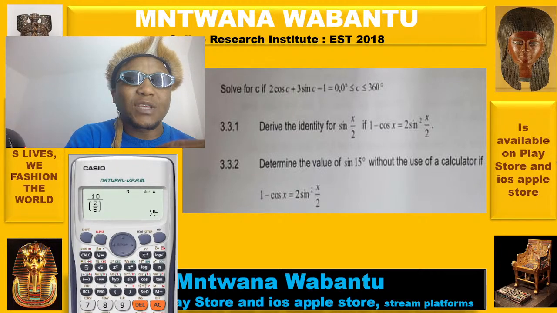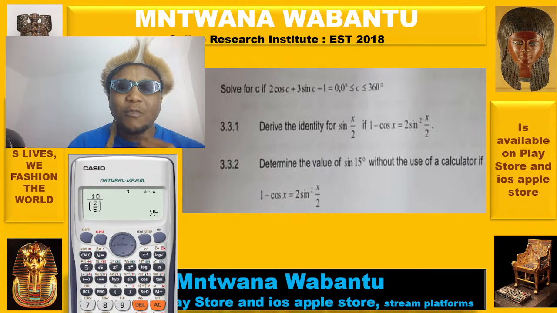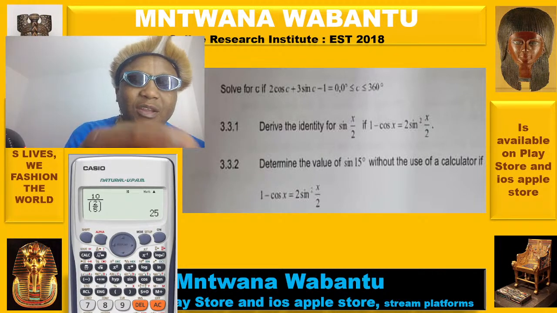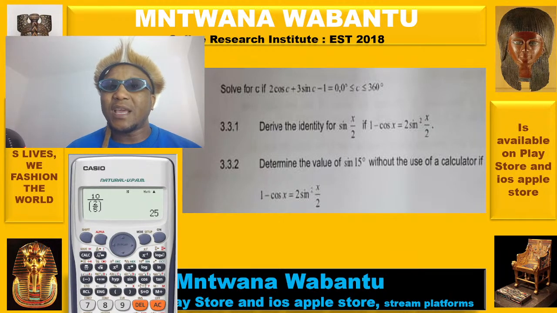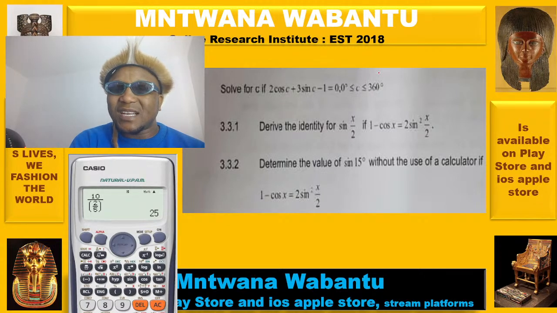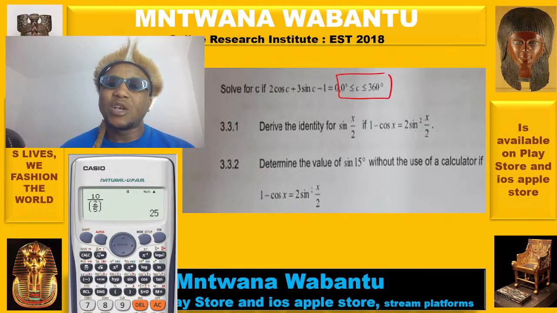I want to show you how to use a calculator, because the calculator is very important. One of my friends suggested I should try this question. So now let's go ahead. Let's do 3.2. They give you 2 cos c plus 3 sine c minus 1, but they give us a restriction. This restriction is very important. It means after we solve, we need to use those restrictions to get the actual angle.